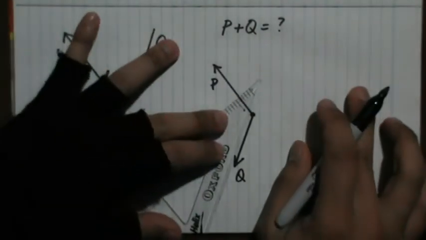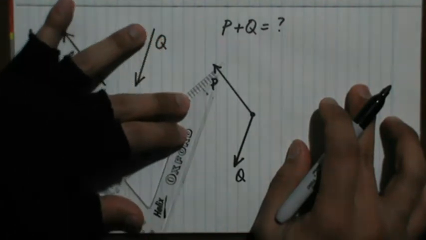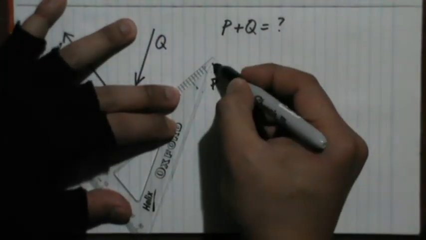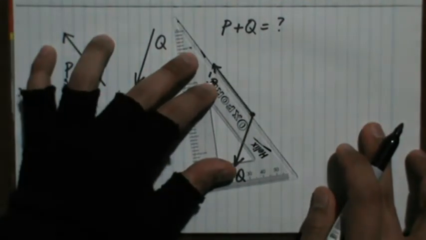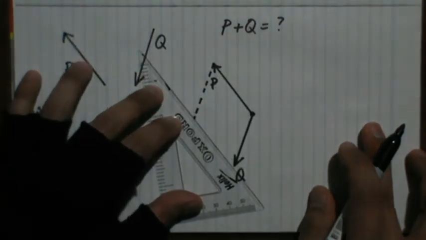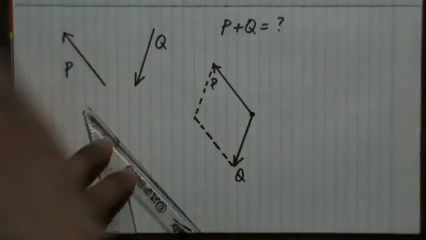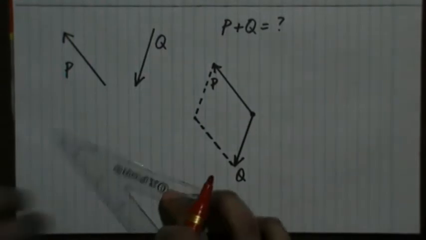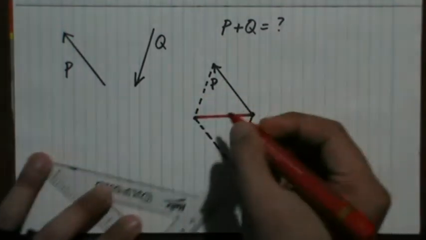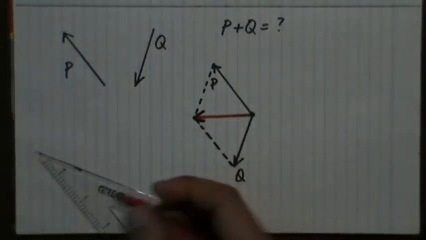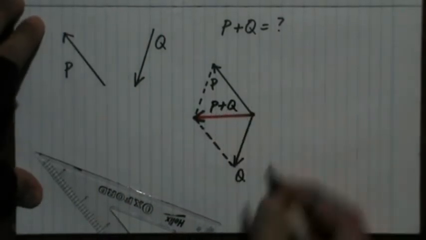And now we will make the parallelogram. Keep in mind that this is the parallel line here, and then the diagonal of this parallelogram, starting from their tail here and ending at this point, this is the resultant of P and Q.